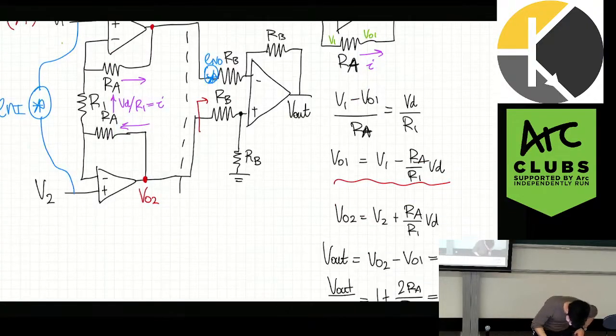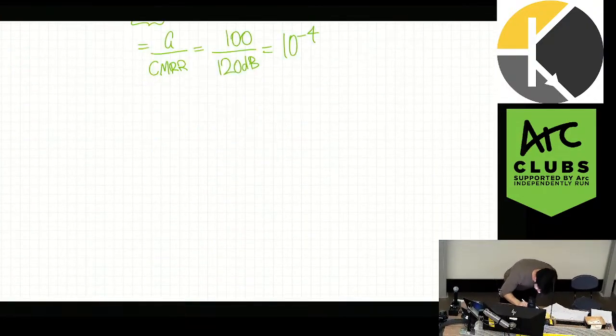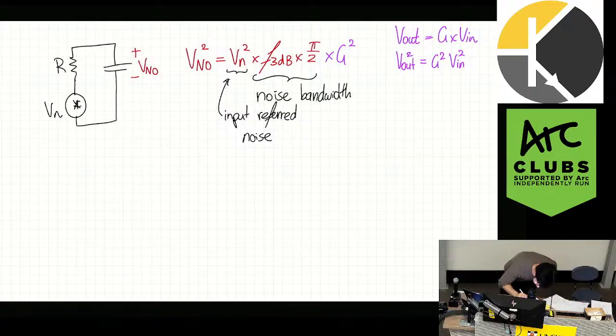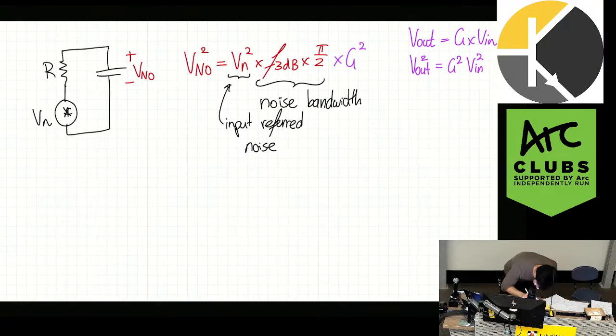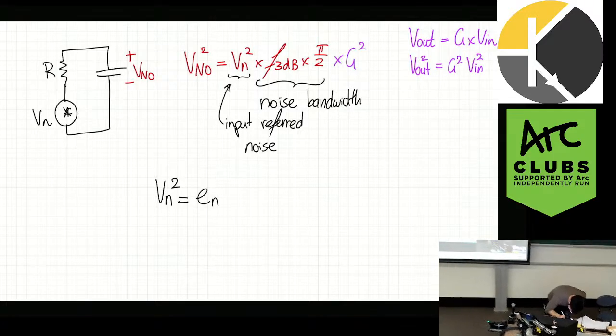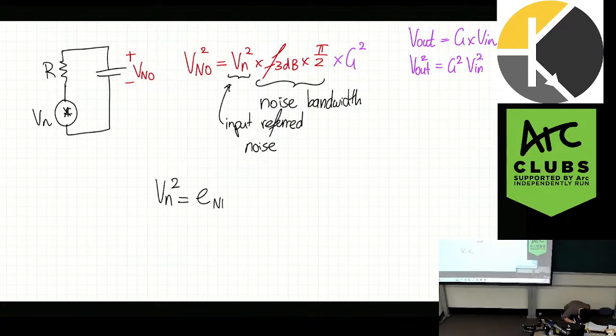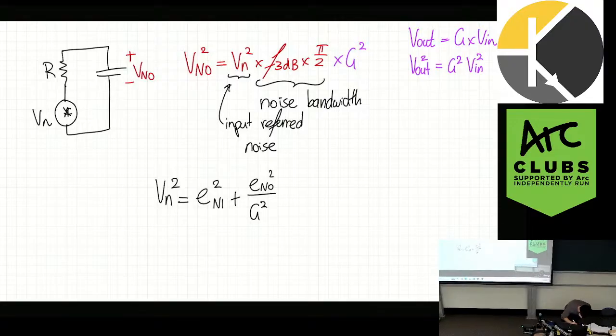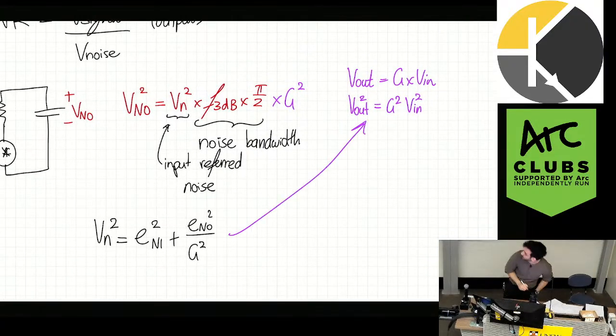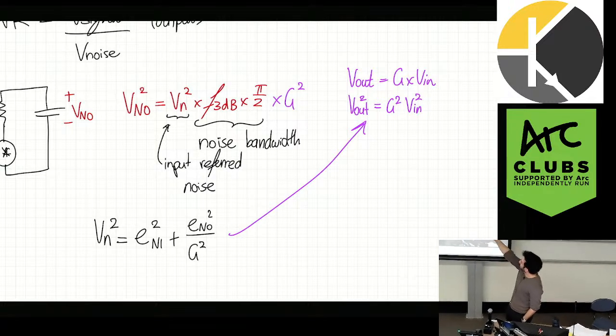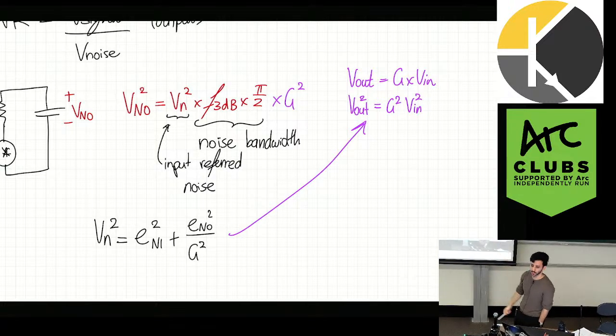Yeah, I can. So I can say the total noise, Vn squared, is going to be ENI squared plus EN0 squared on G squared. Again, this comes from this sort of logic. Now I'm concerned with the input, so you just divide by G squared on both sides.